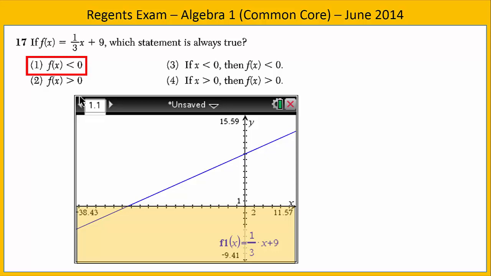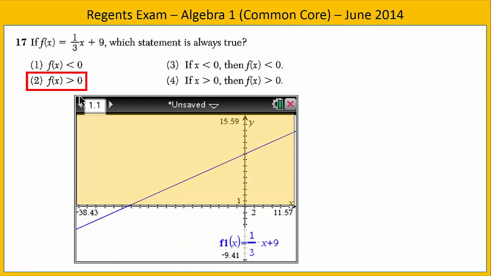Choice 2 says f of x is greater than 0, meaning the outputs, the y values, are greater than 0 or positive. Are the y values always positive? Not according to the graph. We can see on the left-hand side that there are some y values that go into the negative part outside of the yellow shaded region. You might not see this if you didn't zoom out on your graph, so if you're using a graph to solve this problem, it's important to zoom out quite a bit so you can really get a good picture of what's happening.